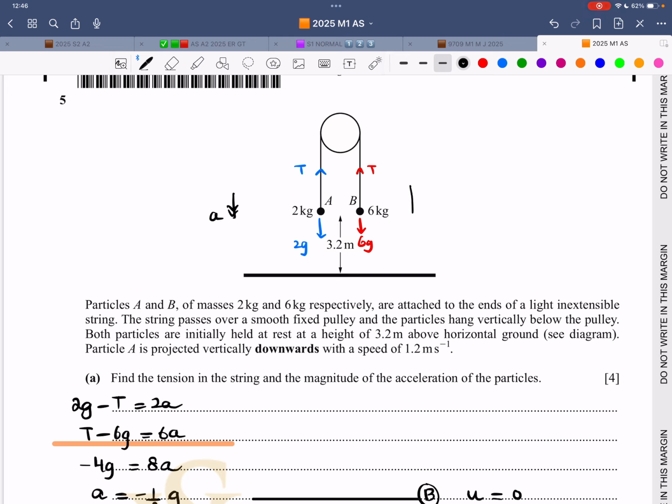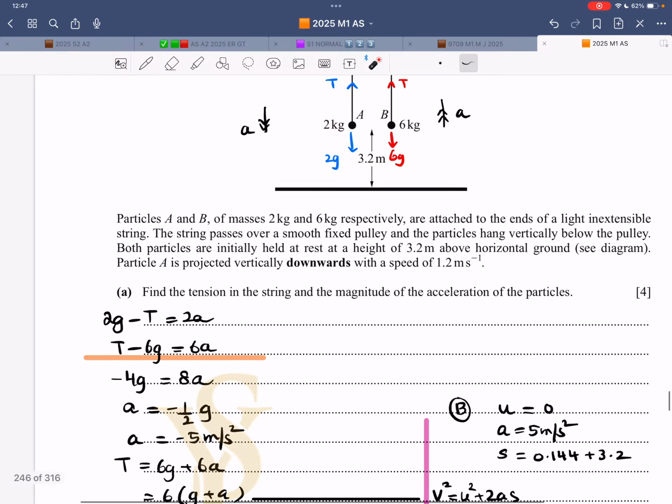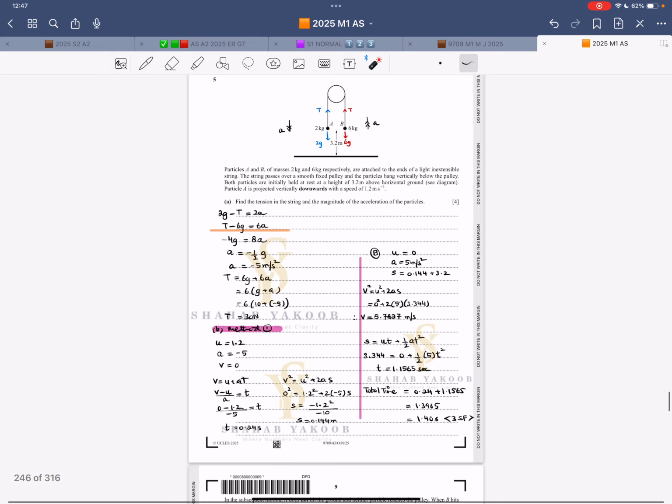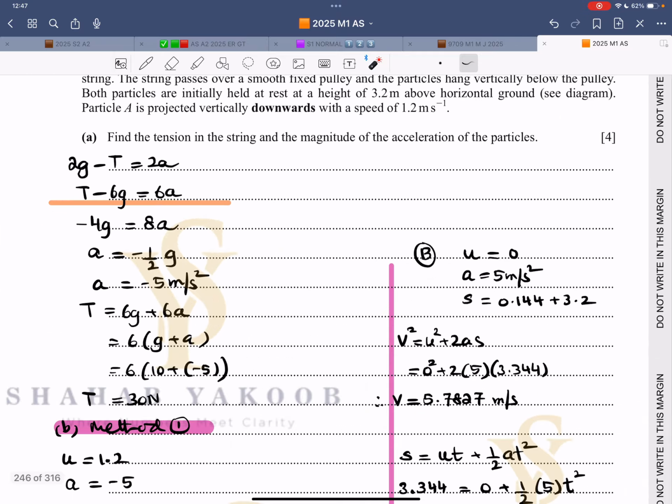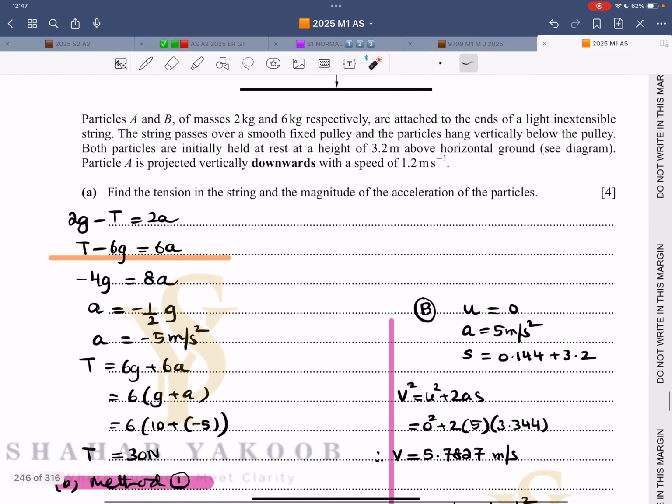So acceleration is this way, acceleration is this way. Yes, it will come out to be negative. Why will it come out to be negative? Because this is lighter. It's forcefully pushed in this direction. So it will slow down and then it would turn around and move up. That's the scenario. That is what you have to envision. So now 2G minus tension is 2A. That is the first equation.